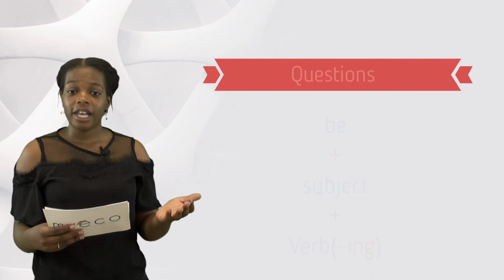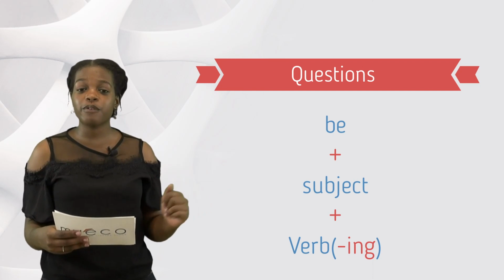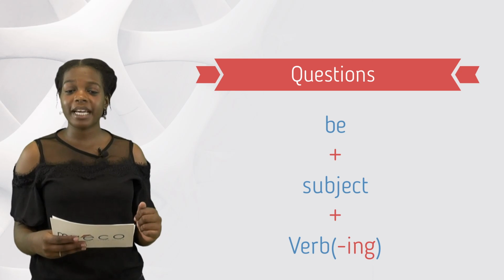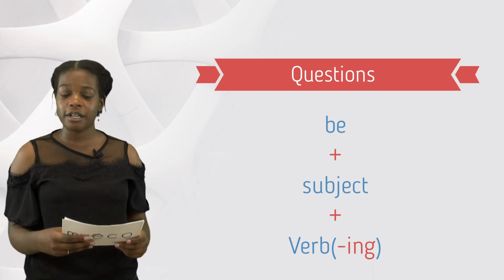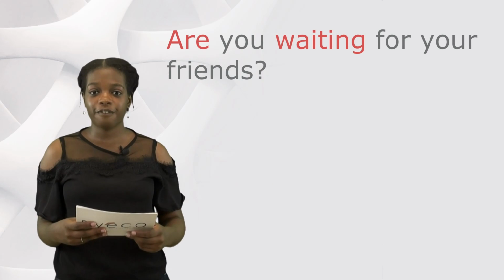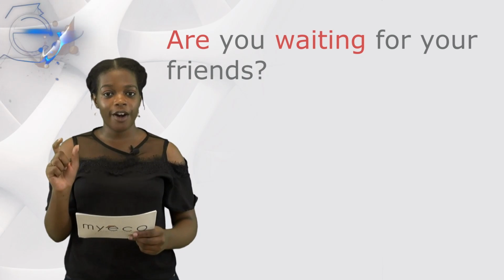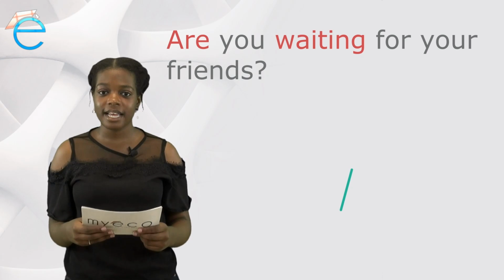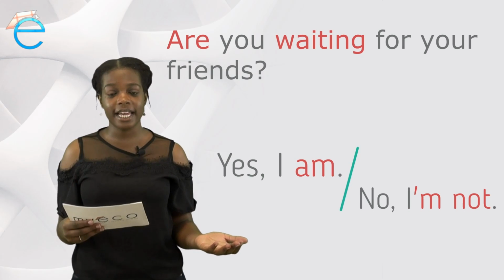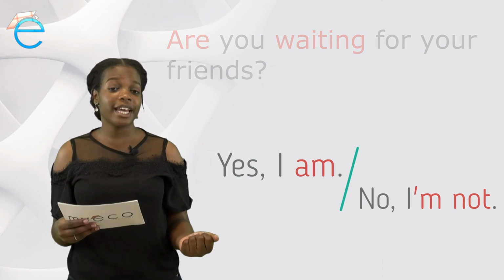For questions, like we said earlier, our be moves to the front of the sentence, so it becomes be plus subject plus our verb ing. For example, are you waiting for your friends? Our be verb are has moved to the front of the sentence, and as a simple answer, I can say, no, I'm not, or yes, I am.